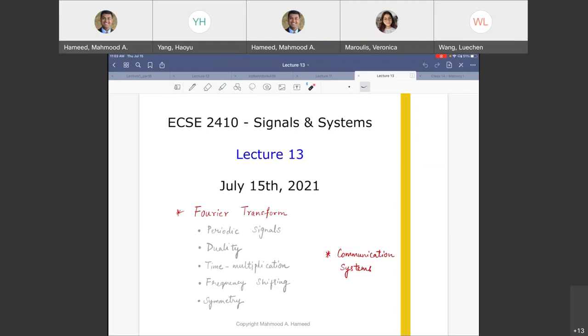We can take a Fourier transform of a periodic signal, right? Let's do that. Then let's talk about duality, followed by the time multiplication property and frequency shifting, and symmetry properties. All of those will lead us into the first conversation about application of this class. Whatever we have learned so far, mainly with convolution, Fourier series, and Fourier transform, we will apply that to communication systems. So that would be the first sort of application of signals and systems conversation. So after we finish all of this, we'll get into communication systems. That's my goal.